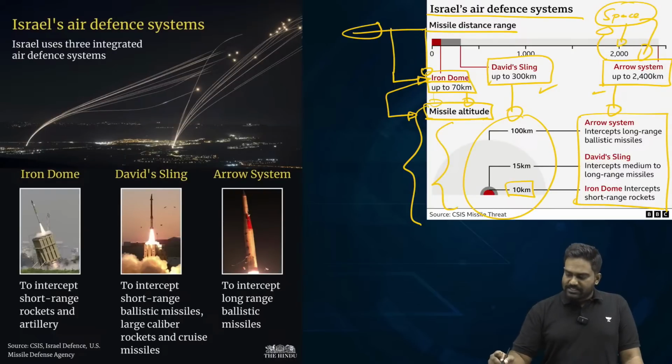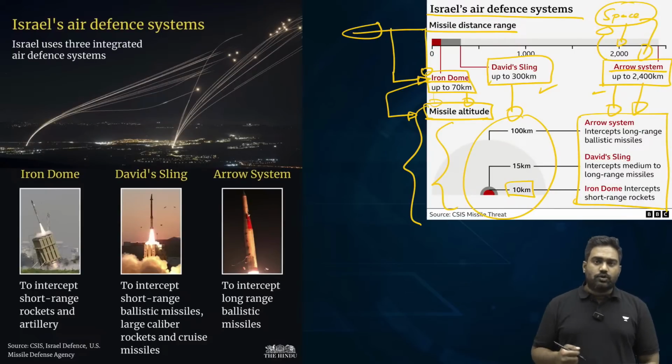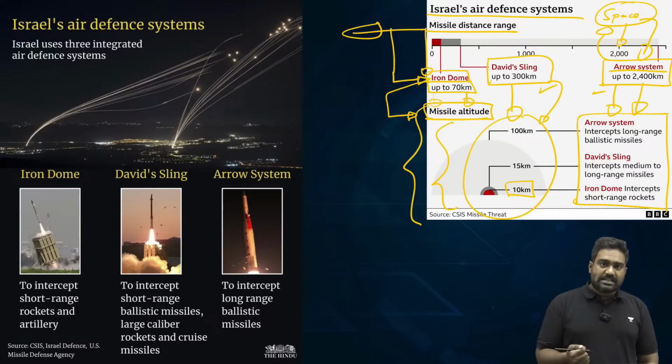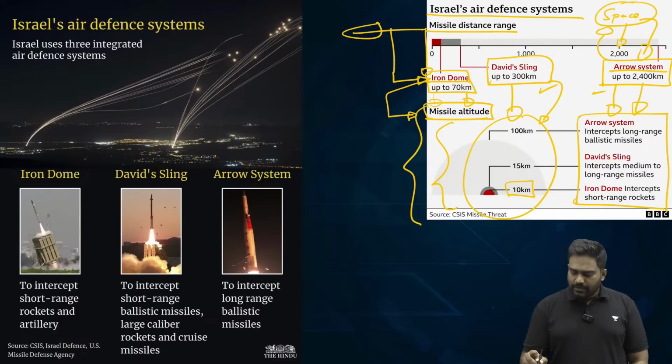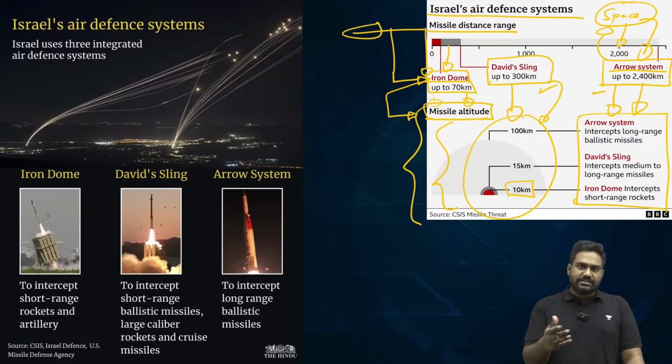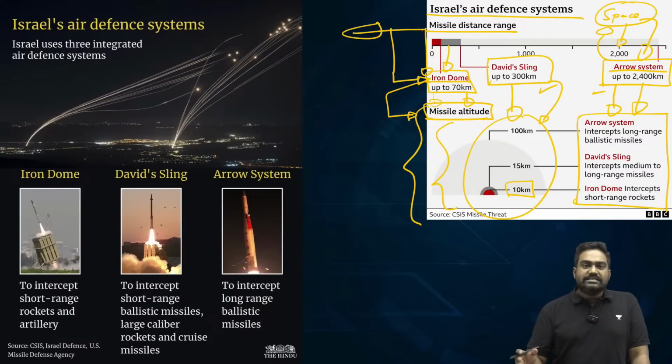So Arrow system is what intercepts the long range ballistic missiles of Iran. David Sling primarily intercepts the cruise and ballistic missiles fired by Hezbollah, right? And Iron Dome, primarily the rudimentary rockets fired at a short distance from Hamas. So all three systems work together depending on the incoming threat. So this is the formidable air defense that Israel has created for itself.